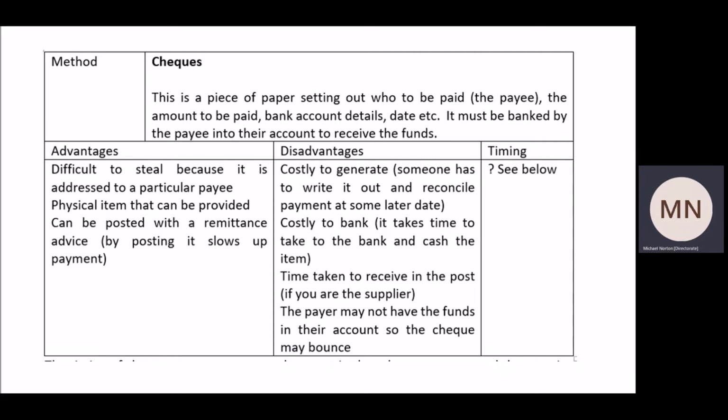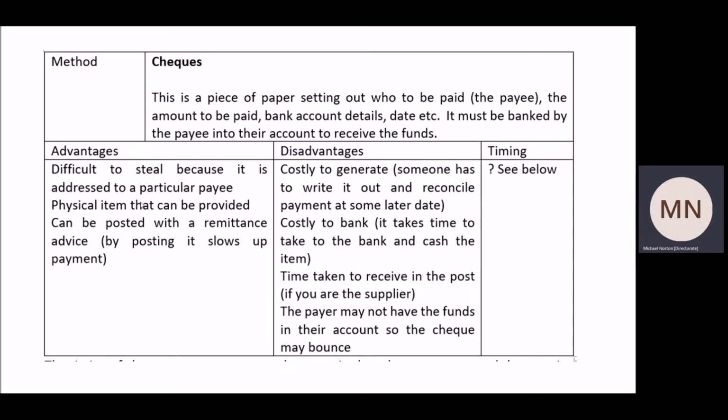The big advantage of checks is it must be paid by the payee, so the person whose name we put onto the check, into their account to receive the funds, and it can't be used by anybody else. We have this little crossed thing that goes across a check that says account payee, and it can't then be paid in. You can't steal it and then pay it into your own bank account, because that just means that it can't be done.